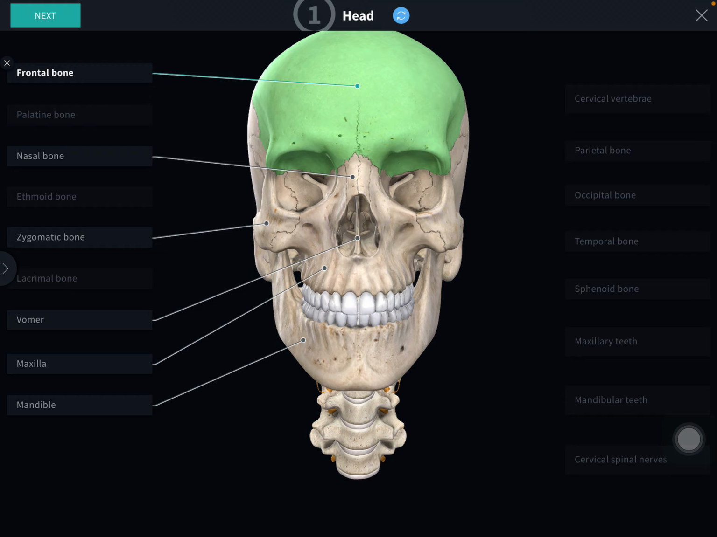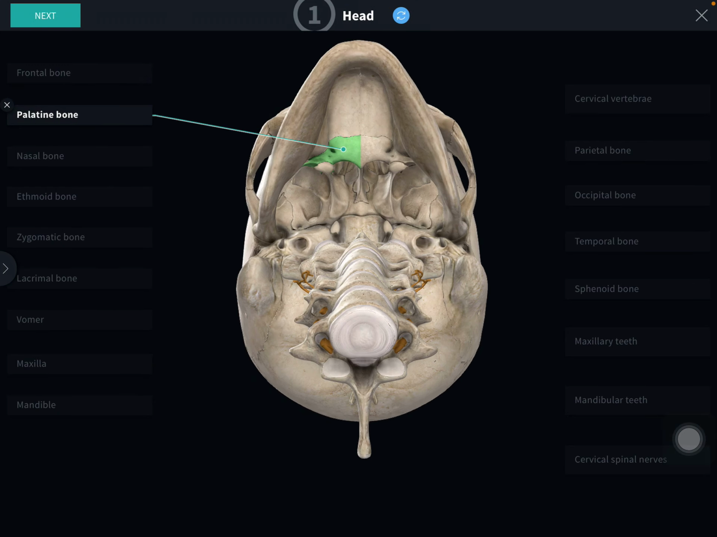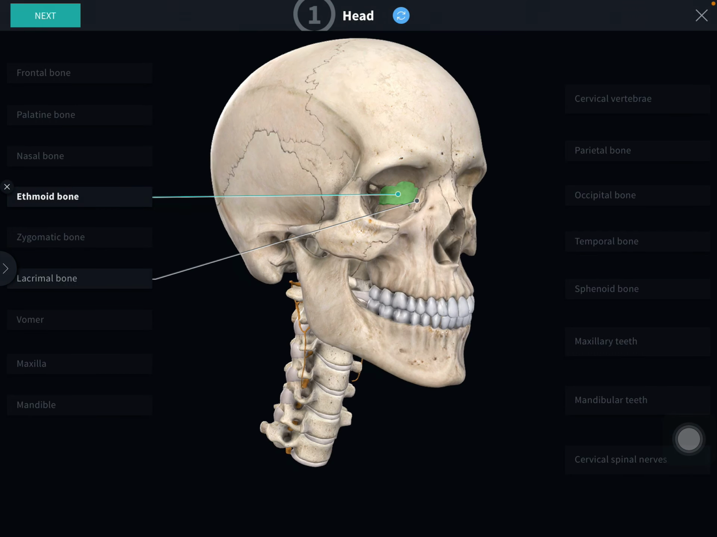Next you are seeing the nasal bone. Nasal bones form the external nose. Two small nasal bones articulate with each other in the midline. These are the palatine bones forming the hard palate. This ethmoid bone is present in the medial wall of the orbit. This ethmoid bone contains the ethmoid sinus, the air sinuses also.